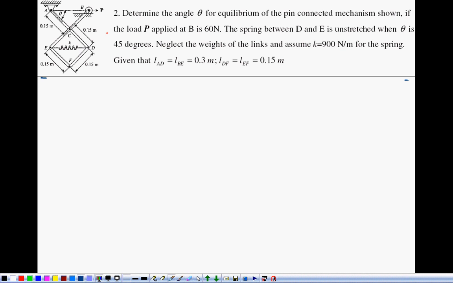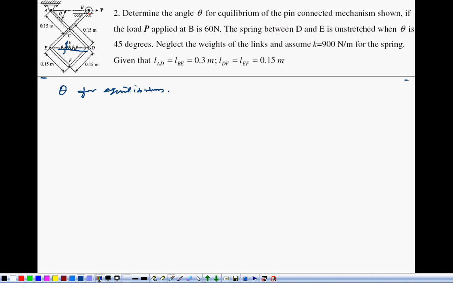In this problem, what we need to find out is the angle theta for equilibrium. Alright, now if you notice clearly, in this you have CD, which is a spring. So if I cut the spring, there will be one force here and one force here. Now in order to find the extension, I need to find the difference between the movement of this and the movement of this, right?